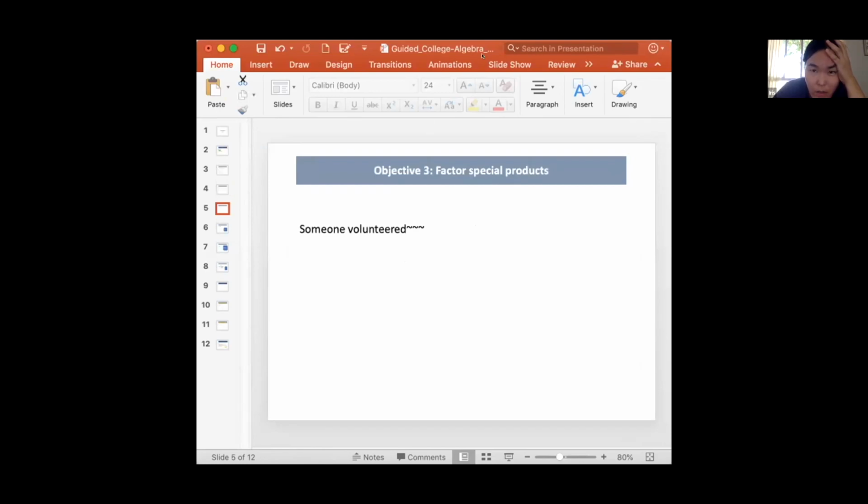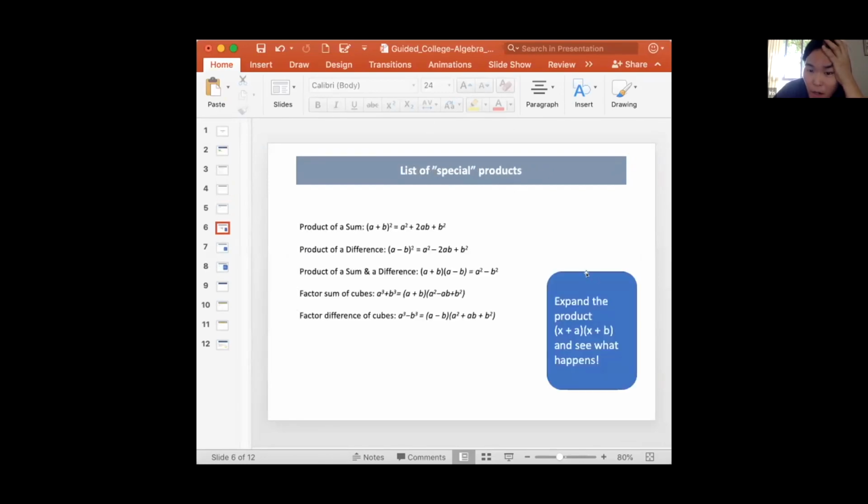Factor special products. The list of special products: the product of a sum. If you have a plus b squared, it expands to a squared plus 2ab plus b squared. Product of a difference: if you have a minus b squared, it becomes this.